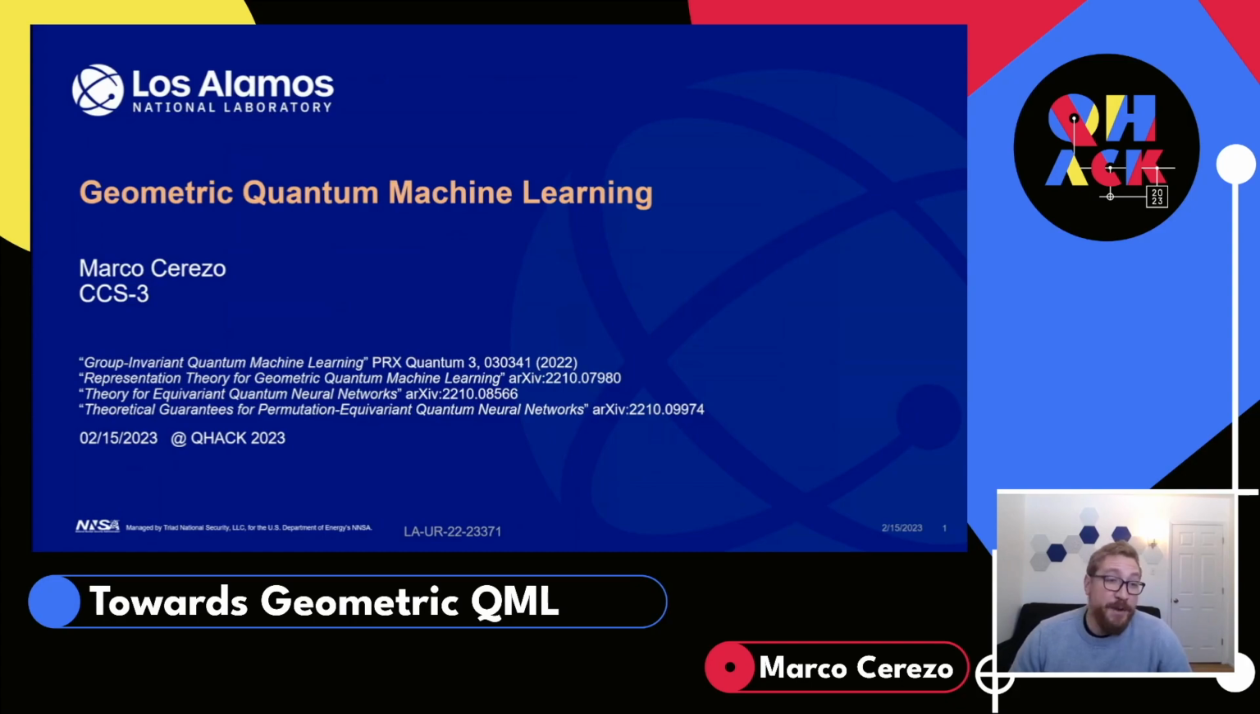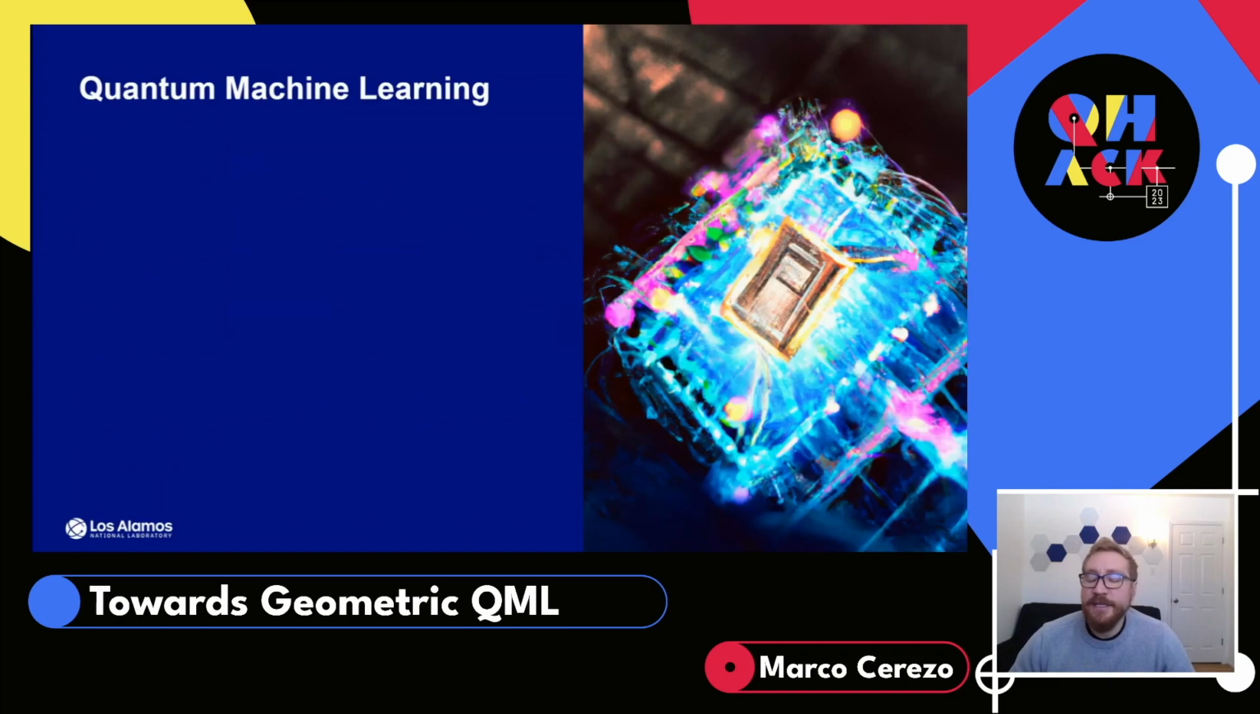So today I'm going to be talking about this thing that we call geometric quantum machine learning, and I'm going to be presenting some of our results as you see here. And I think that with this community, it's really not necessary to explain what quantum machine learning is or why it is important, but I'm going to try to just very briefly go through this.